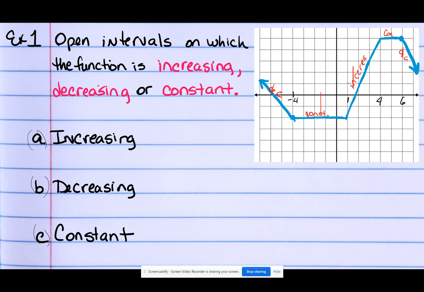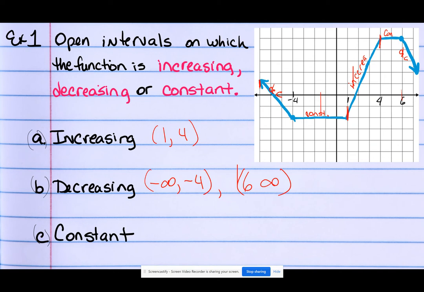Okay, so now the increasing section is the section from x is 1 to x is 4. So that's the interval from 1 to 4. The decreasing section, there's two of them. The first one is from when x is negative infinity and stops when x is negative 4. And then the second one starts when x is 6 and goes to when x is positive infinity.